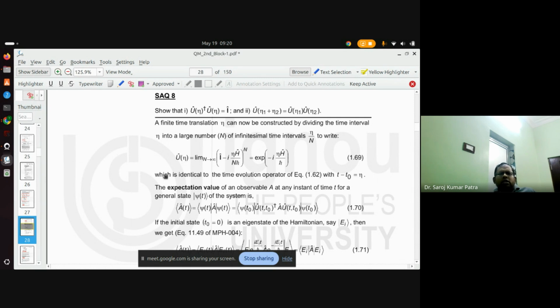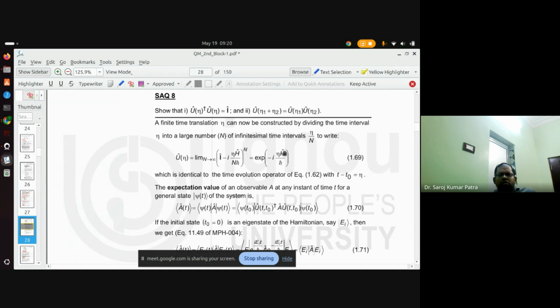So then the unitary operator, the time translation operator, would be the limit N tending to infinity of (1 minus i eta H by N h cross), because now instead of writing eta, we are writing eta by N. So this will be equal to exponential minus i eta H cap by h cross.